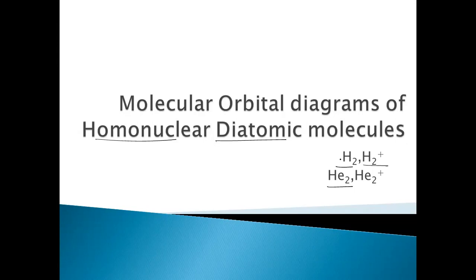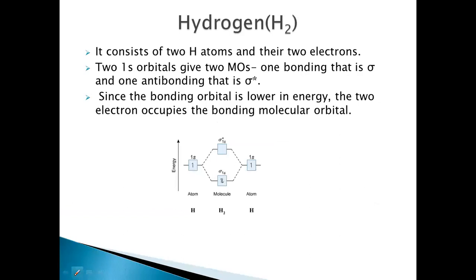Okay, we'll look at the molecular orbital configuration. In this video we'll go through H2, H2 plus, He2 and He2 plus one by one. Let's first look at the molecular orbital energy diagram for hydrogen. The H2 molecule is made up of two hydrogen atoms, each consisting of a single electron, so the configuration of each hydrogen atom is 1s1.